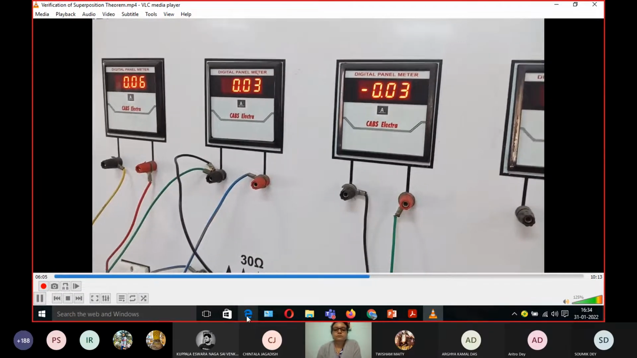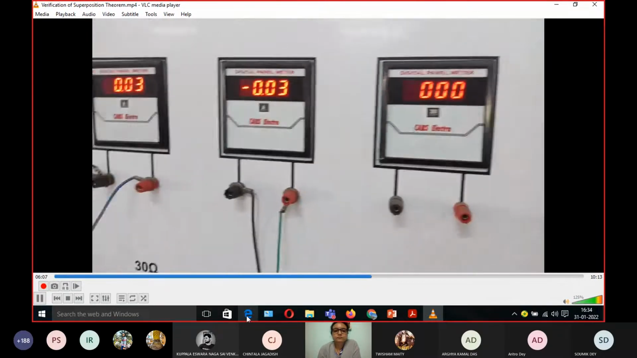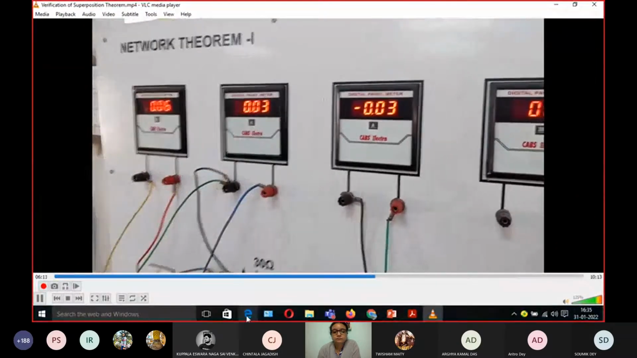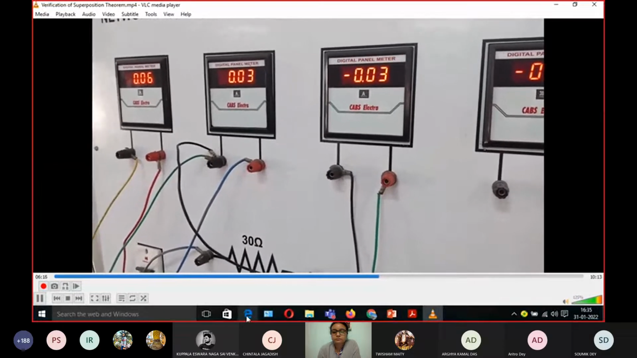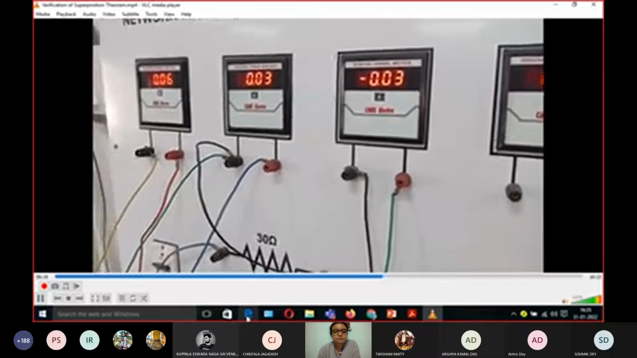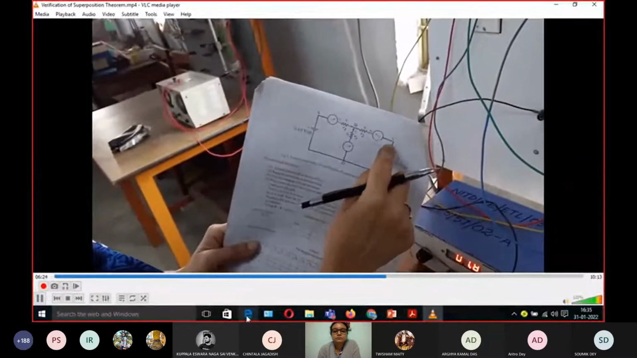You can see the negative sign. This current is flowing in the opposite direction. What we have assumed previously, this current is just the opposite direction. Okay, and it should be, because if only this source is connected and this source is not connected, so therefore the current should be in this direction. But previously, when this source is connected, the current is in this direction. That's why this is negative.